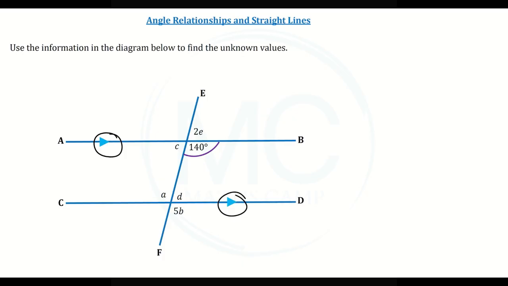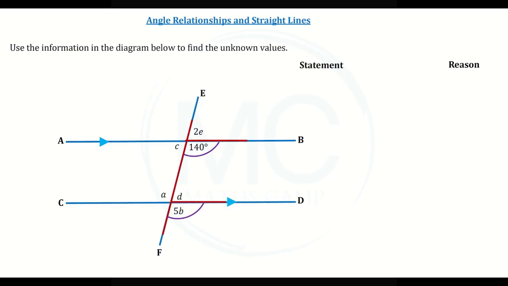So let's start by looking for corresponding angles. Let's draw in our F shape. Both the 140 degree angle and angle 5B lie below the parallel lines to the right of the transversal line, which means that these are corresponding angles and they are equal. So let's mark angle 5B in purple as well. Now we can make our statements and give our reasons.